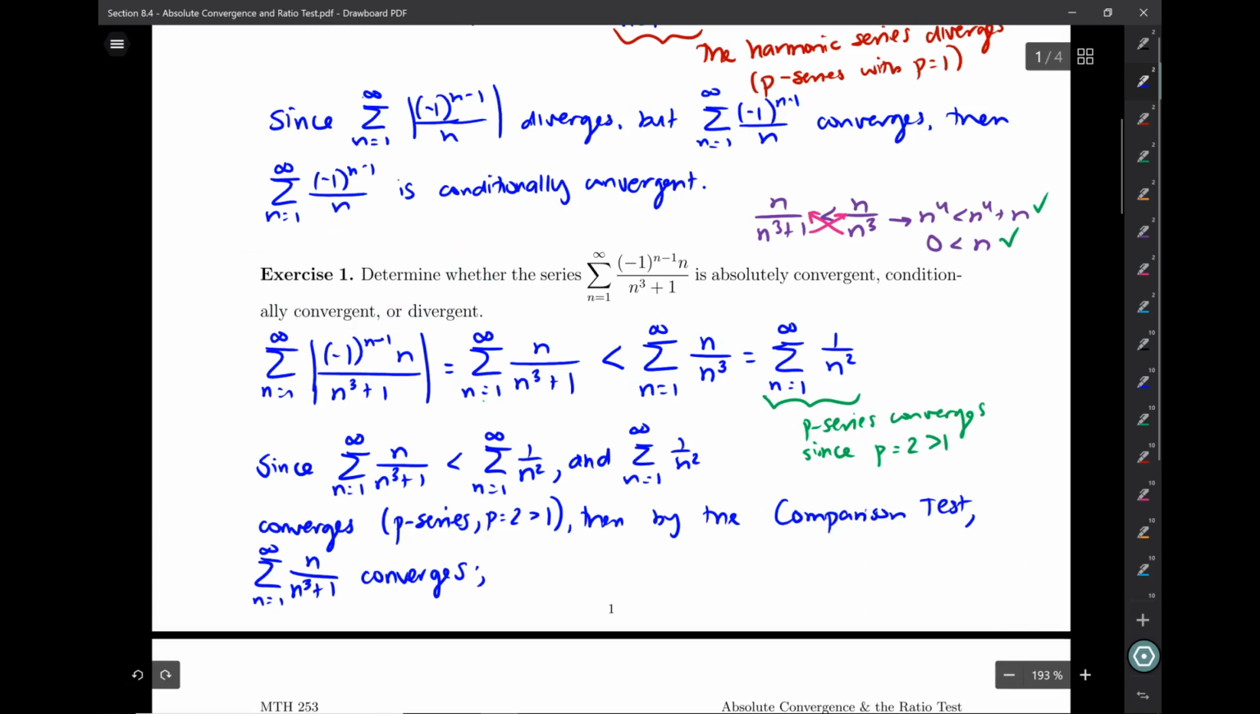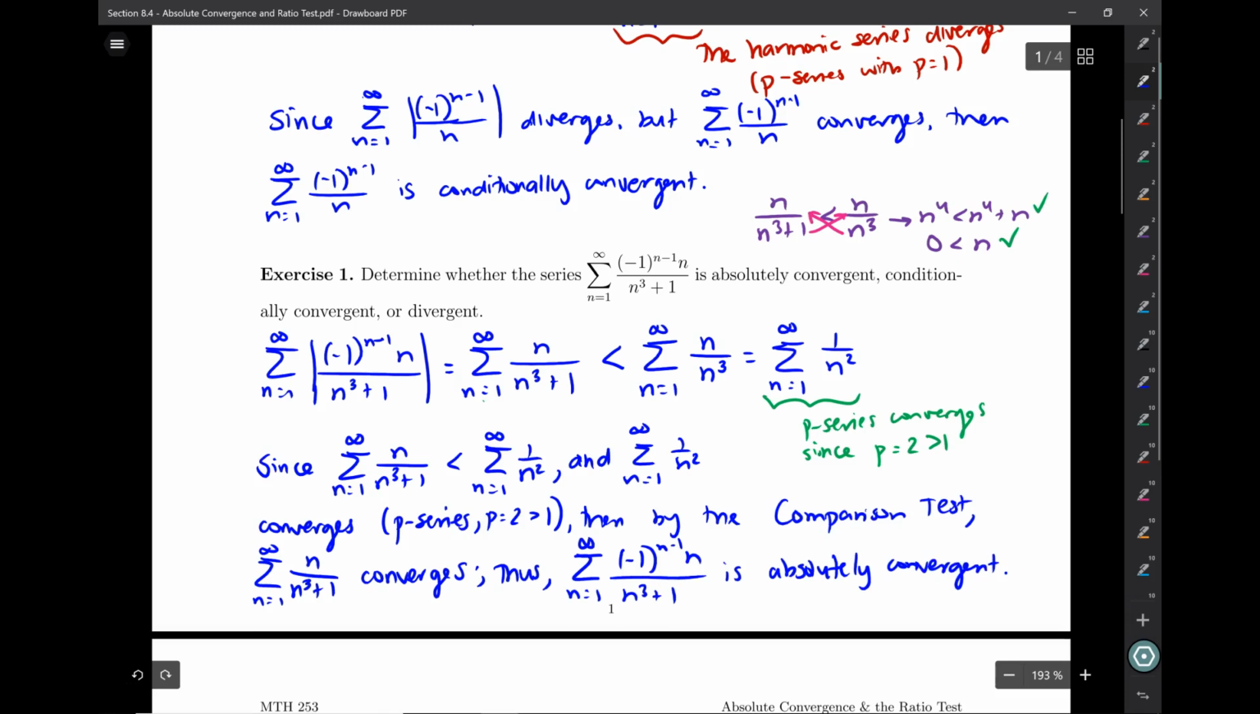Since the absolute value of this series converges, that means that this alternating series is absolutely convergent. So I would say something along the lines of, thus, because I like to be fancy, thus the alternating series, negative 1 to the n minus 1, n over n cubed plus 1, is absolutely convergent.